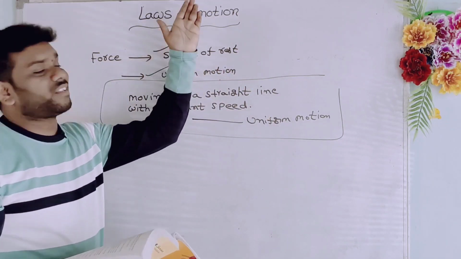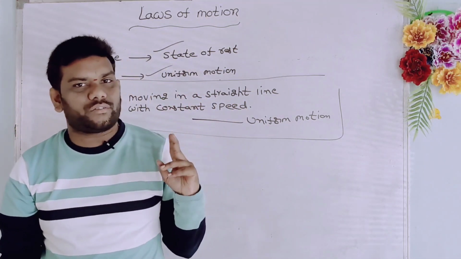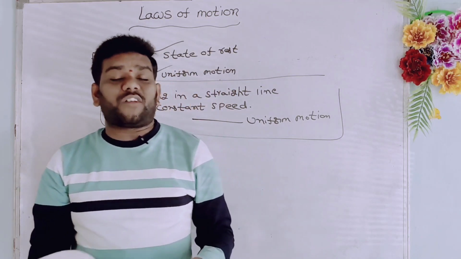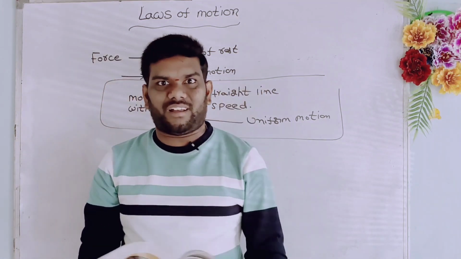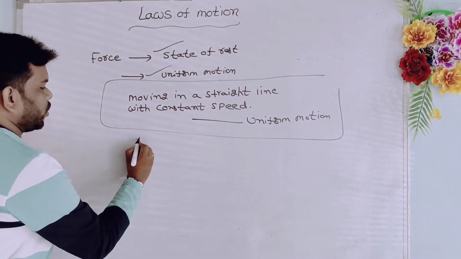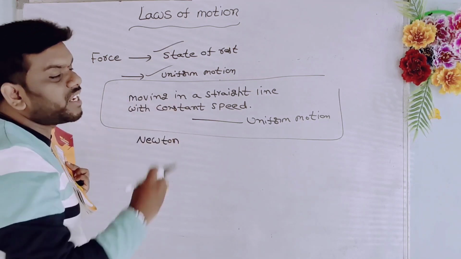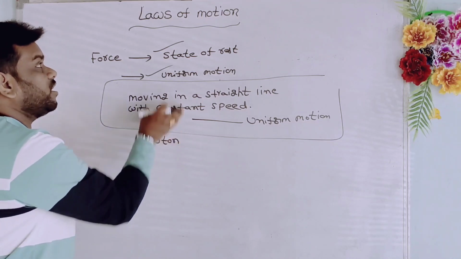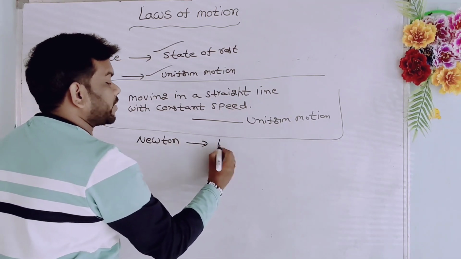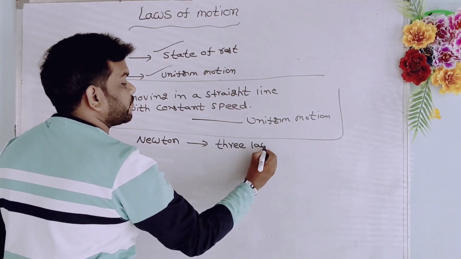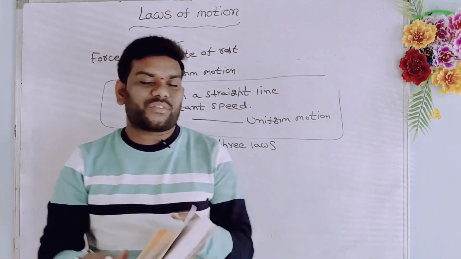How many laws of motion are there? It is in the name: laws of motion. The scientist's name is Newton. In your textbook, Newton proposed 3 fundamental laws. We are going to learn about those laws in this lesson. So Newton proposed how many laws? 3 laws: Newton's first law, Newton's second law, Newton's third law.